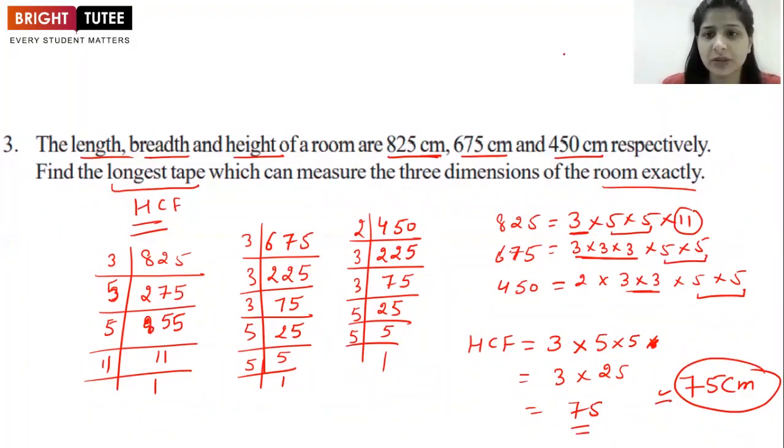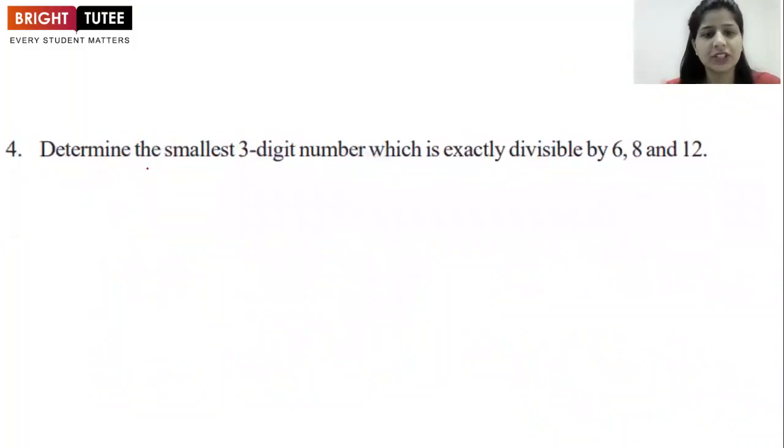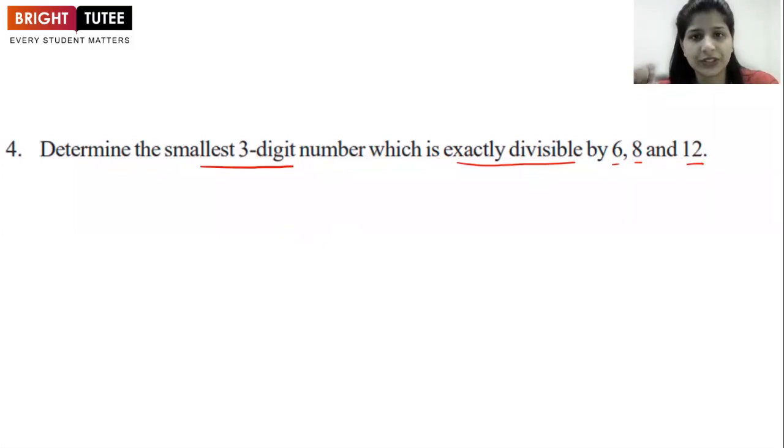Moving to the next question now. In this question, we have to determine the smallest 3-digit number which is exactly divisible by 6, 8 and 12. So exactly divisible by all the 3 numbers means what? That will be some multiple of these 3, right? A common multiple of these 3. So let us first find out the smallest multiple of these 3 which is common to all 3 of them. Smallest means the least, means minimum, right?